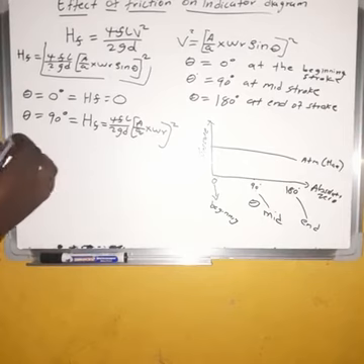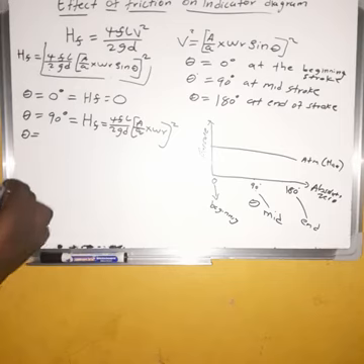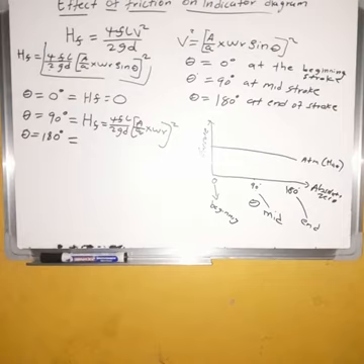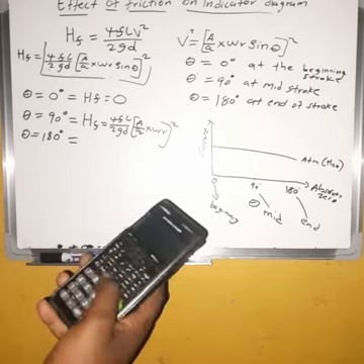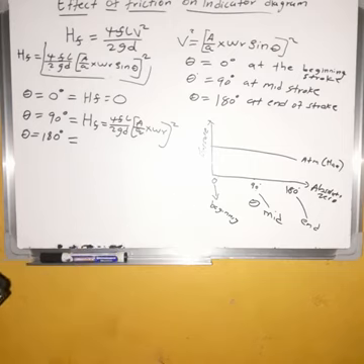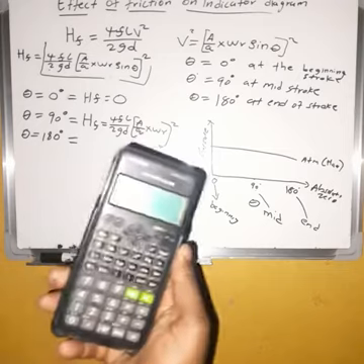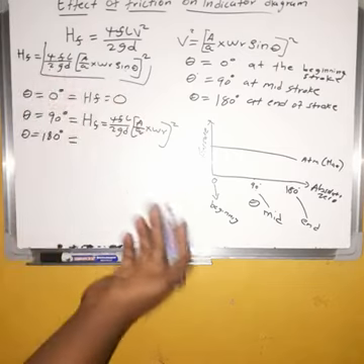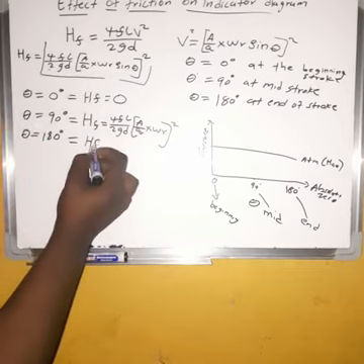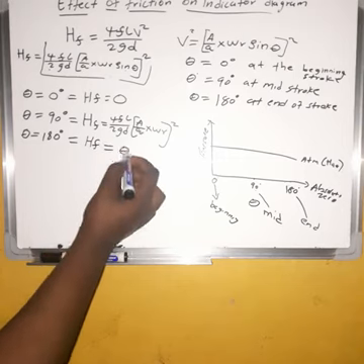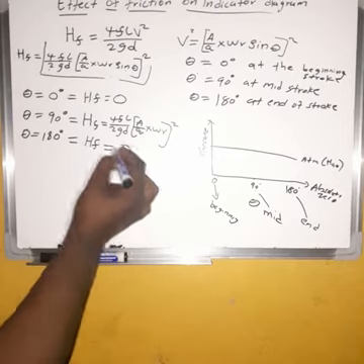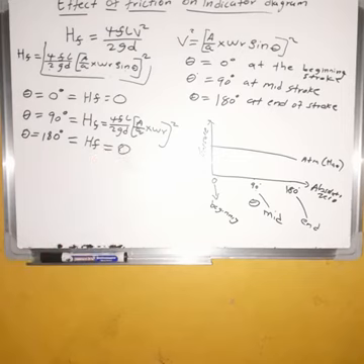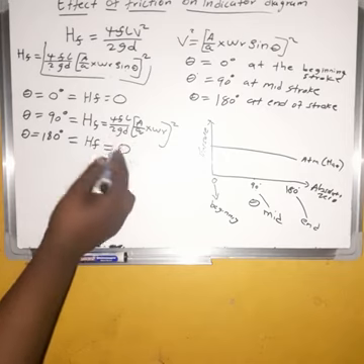What about when theta is equal to 180? Let's check. Sine 180, you get 0. So if this is equal to 0, when you multiply, this will be equal to 0. That means HF also will be equal to 0. So as you can see, at the start and end of the stroke it will be equal to 0.